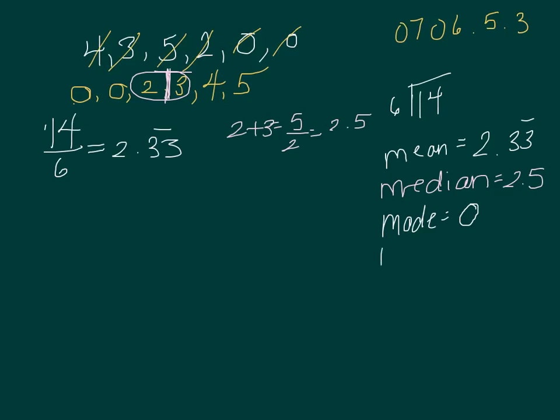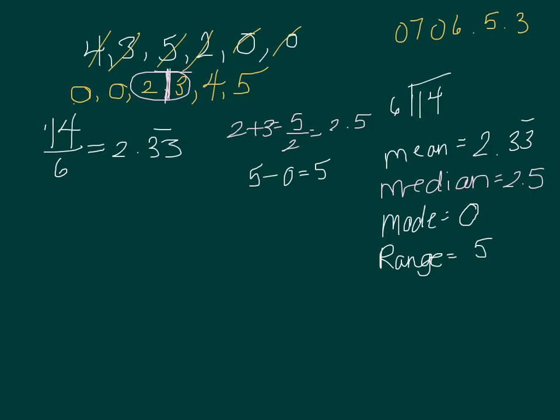Next, let's go ahead and do range. Range is just a comparison between the extremes. My extremes are 5 and 0, so remember sometimes comparison just means to subtract. So 5 minus 0, 5. That's my range.